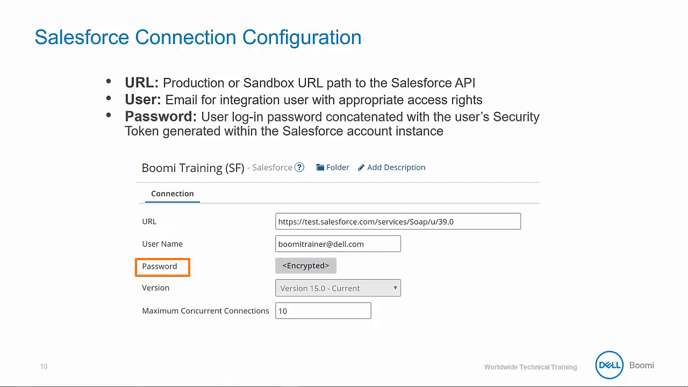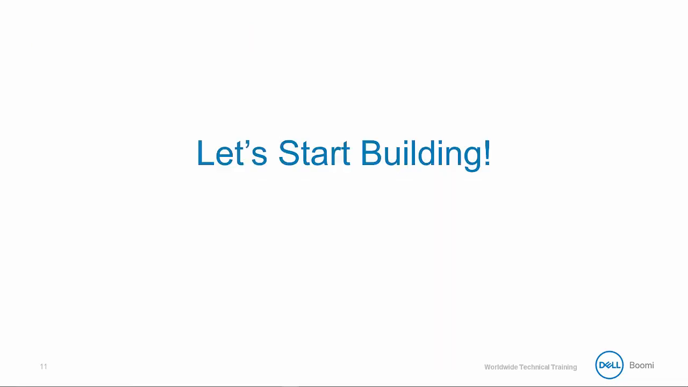This contains a specific encrypted string. It's the user's login password concatenated with the user's security token. The security token can be emailed to the Salesforce user by invoking in Salesforce under Setup, My Personal Information, Reset My Security Token. Okay, now we have a good handle on the scenario and the resources involved.